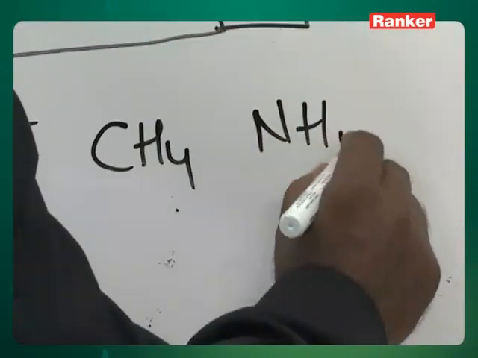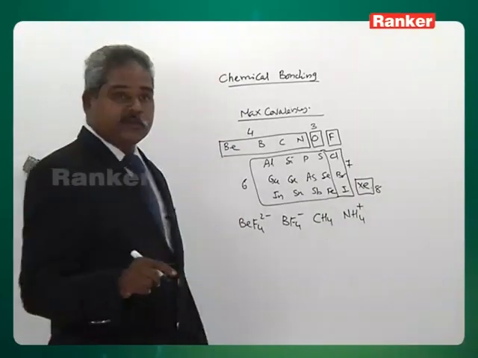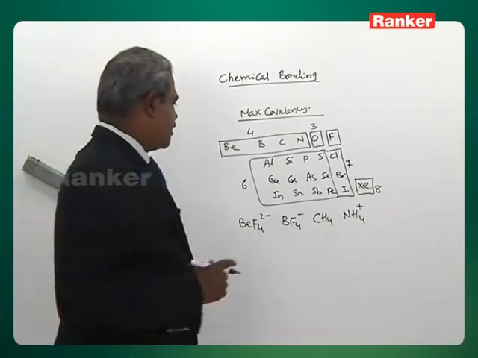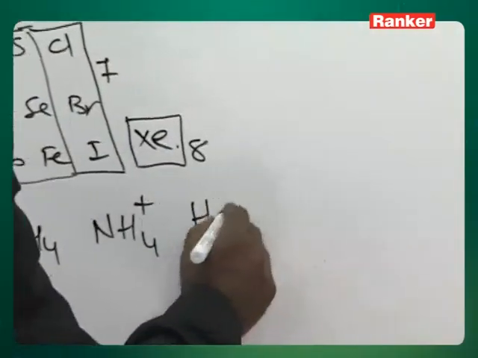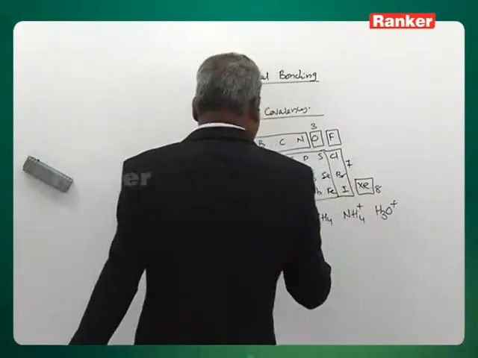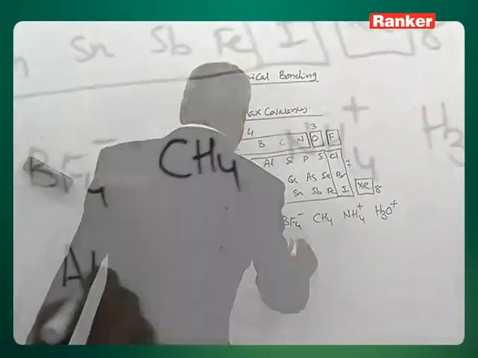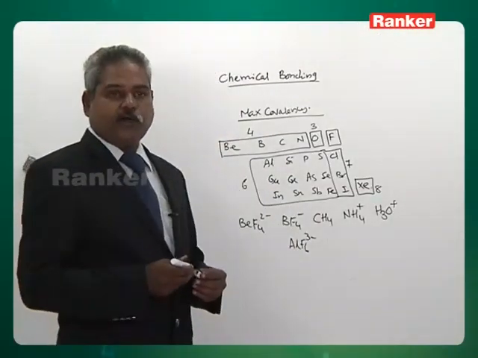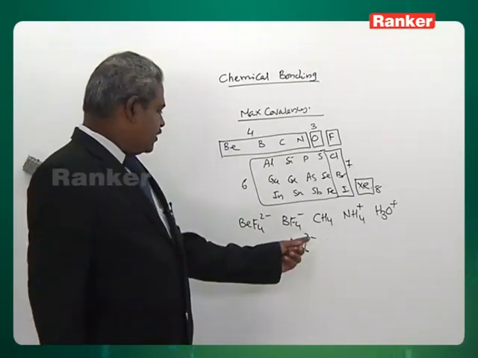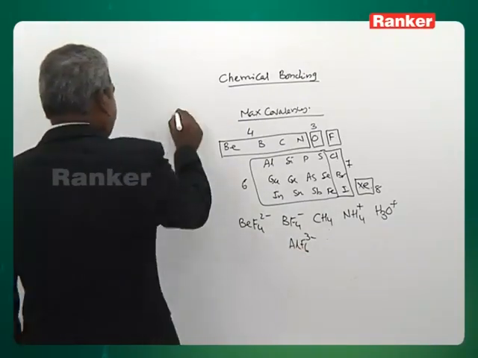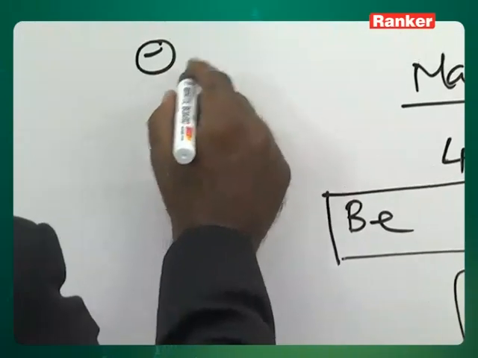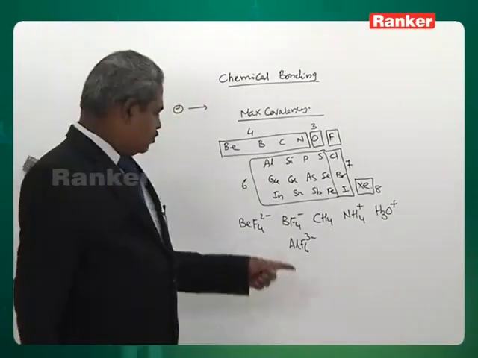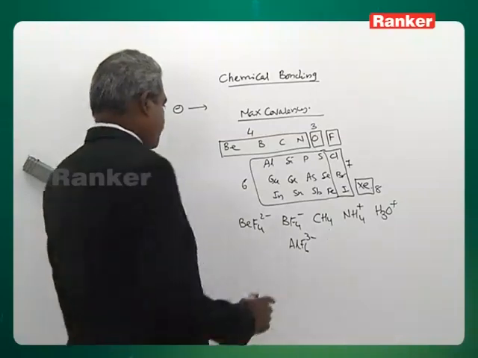NH4 plus: nitrogen has to form 4 bonds, and the only way is that it has a pair of electrons which has to be donated. And H3O plus, oxygen maximum 3. And in the case of aluminium, it is AlF6 3 minus. Aluminium forming 6 bonds, how? Look at the 3 minus. What is the role of a minus in a group? Towards the beginning of the chapter, I told you, minus donates. So there are 3 minuses, 3 donors. So 3 are donating, 3 are sharing.